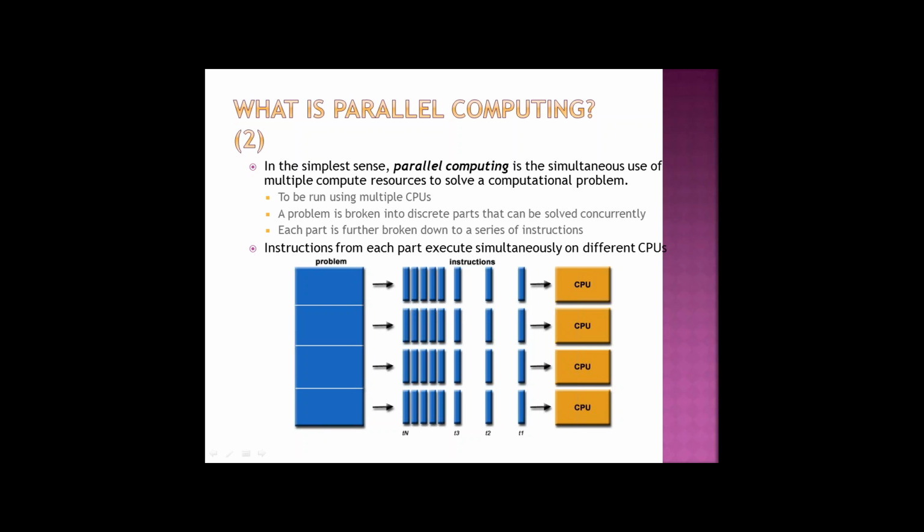That is, there are four CPUs as per this example. This is the main problem that is divided into multiple instructions. Another problem is also divided into multiple instructions. This problem is divided into multiple instructions. That is Tn, T3, T2, T1.